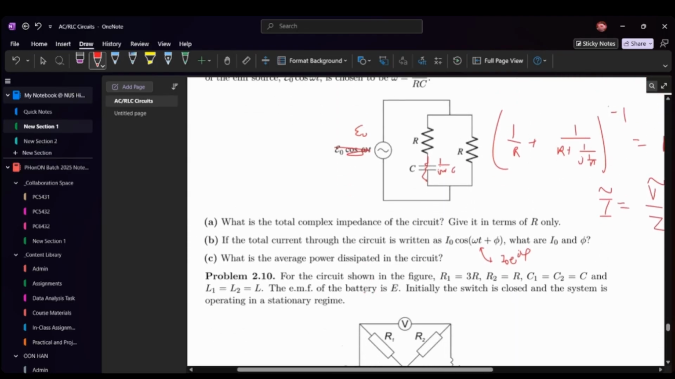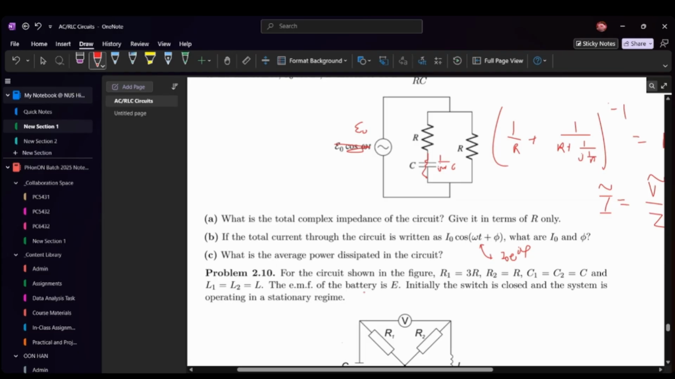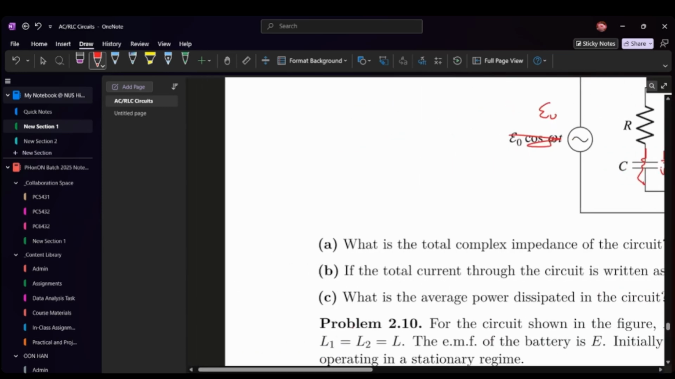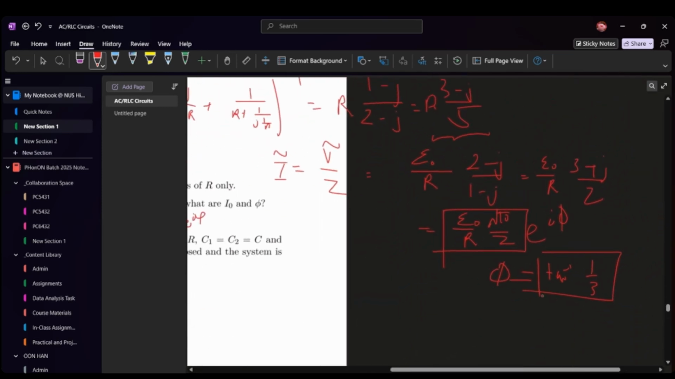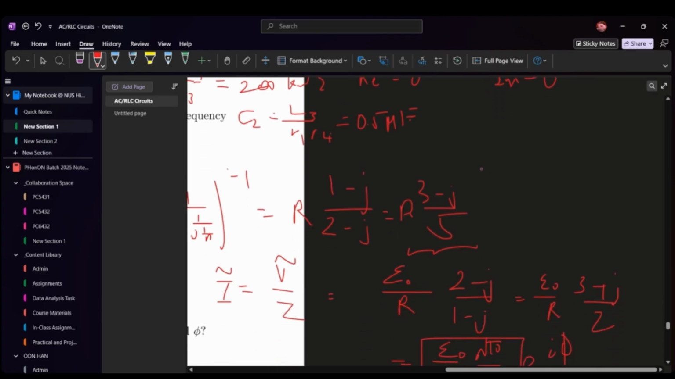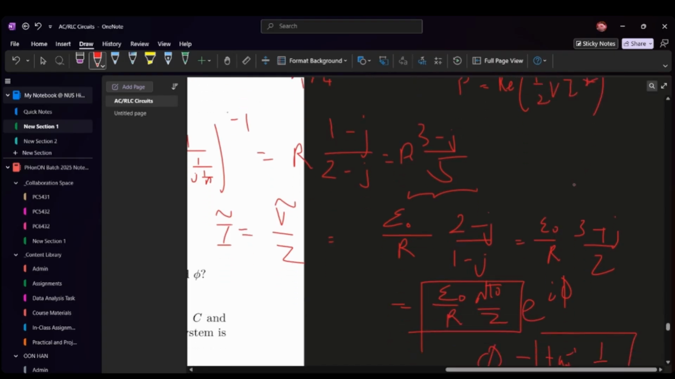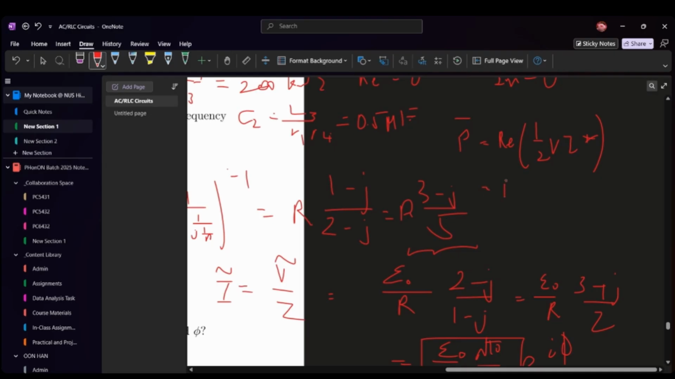Yeah. The last thing they ask is what's the average power that's dissipated through the circuit? Well, remember that from our formula previously, right? One of our formulas was your mean power is the real part of half VI conjugate, right? So let's just do it, right? That gives the real part of half times your voltage as a phasor.